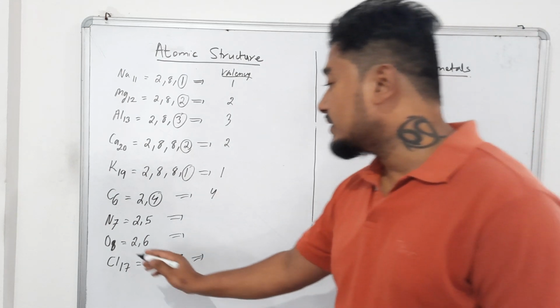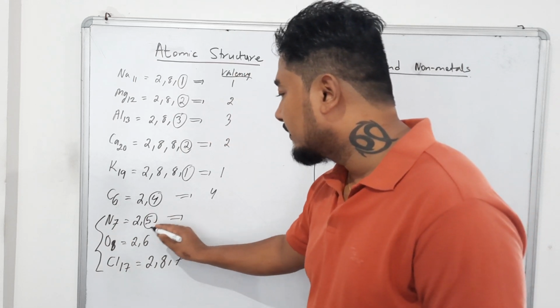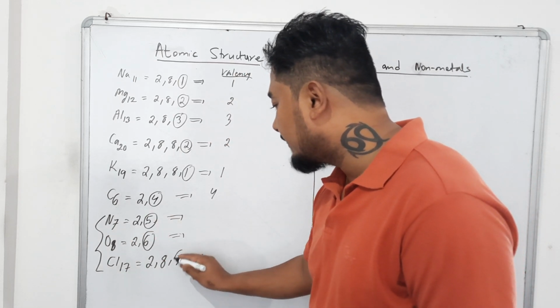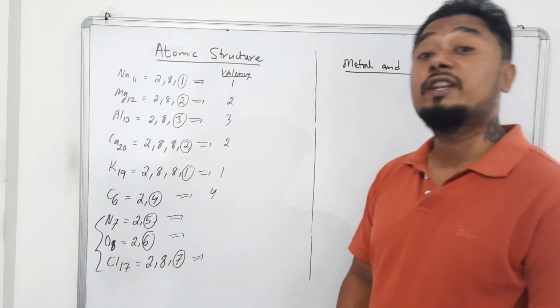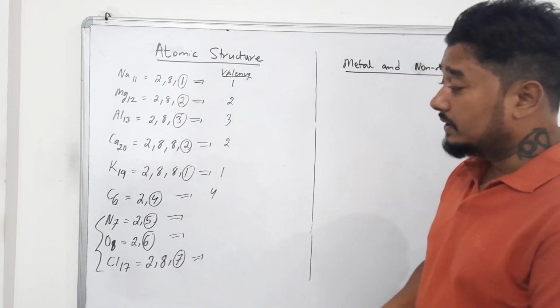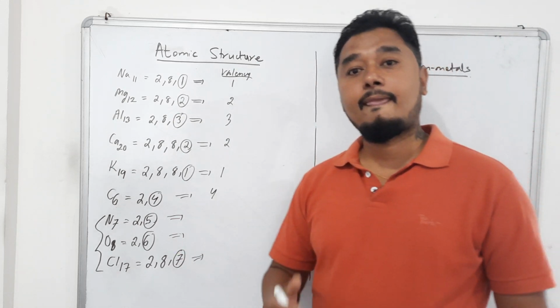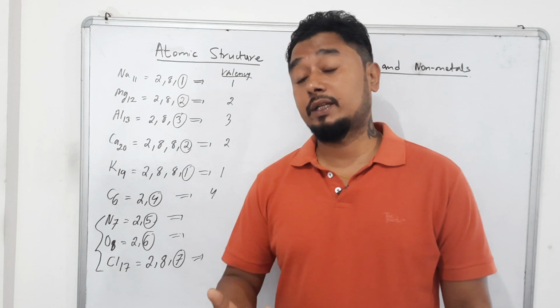But those who have 5, 6 or 7 electrons in the outermost shell are a little bit different, and you have to be very careful with them. I repeat again for the last time, pay attention.